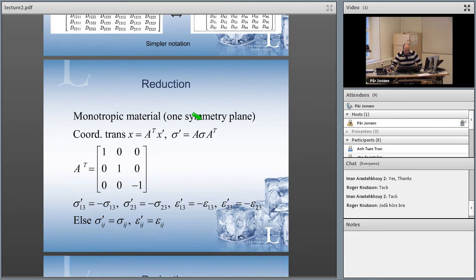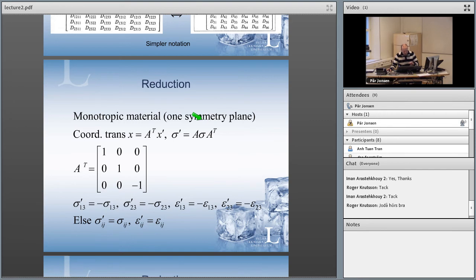So to reduce it more, we can take a material that is monoclinic. This means that you have one symmetry plane inside the material. You have the same properties on both sides. It's a symmetry plane. And if you look at A, which is the transformation matrix you use for coordinate transformation, it can look like this. The difference is you have a -1 here. This means that you have one plane that is a symmetric plane.